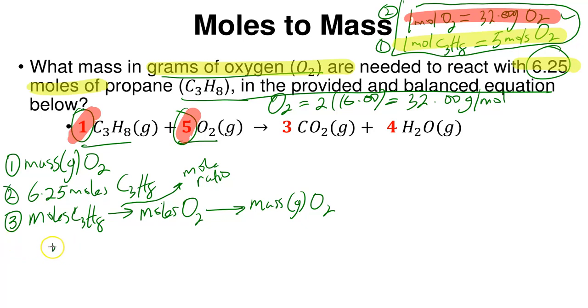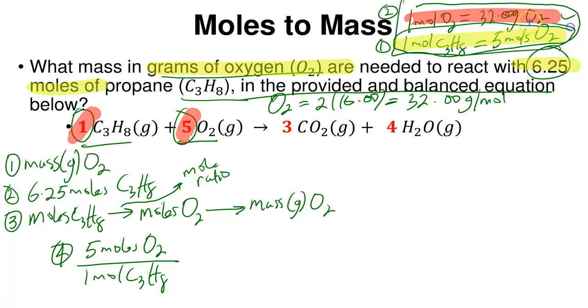Then number 3, I'm going to put my 3 here, shift it a little bit. No, number 4. So what are the conversion factors we're going to use? The first one: since we're looking for oxygen, our oxygen is going to be on top for the mole concept. So we're going to have 5 moles of oxygen over 1 mole of propane, C3H8. Remember, this is the first one we're using.